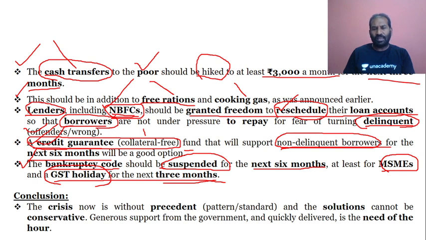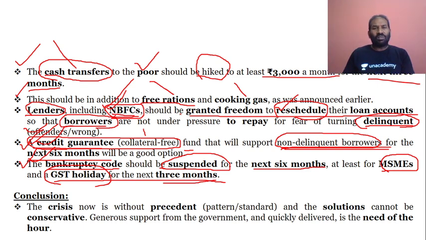If he is asking which among the following, there could be freedom granted to the NBFCs, and then a credit guarantee to the non-delinquent borrowers, the bankruptcy code suspended for 6 months, and a GST holiday for the next 3 months. These are the measures the government has to take into consideration if they want to save the lives and at the same time provide the livelihoods. Please do understand the way I am linking it.